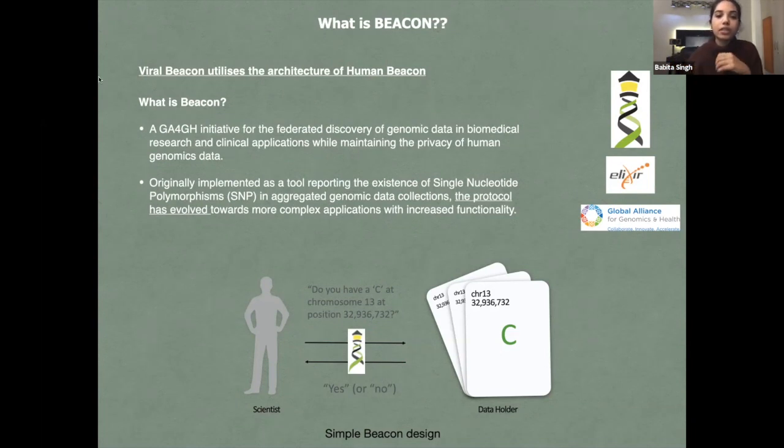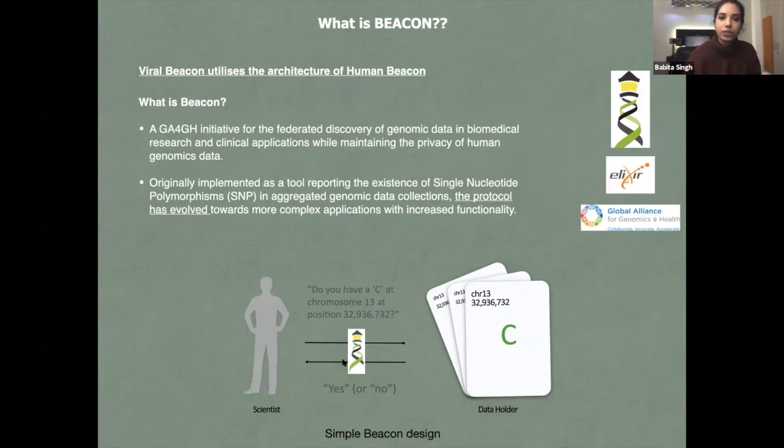So Beacon was developed with the idea that you don't tell us any metadata or any other information, just tell us at this position, do you see this variant or not in your data set? For example, in a certain tumor type, do you see this variant at this position? This is the API, it will make a request and then there will be a response. You can return a response, just yes or no. That was the simple Beacon design.